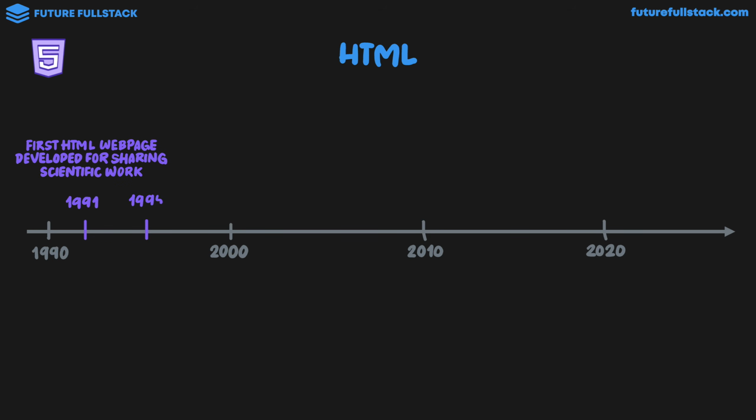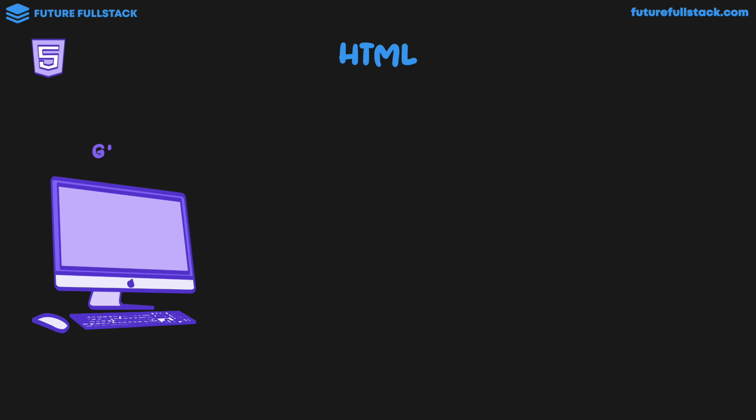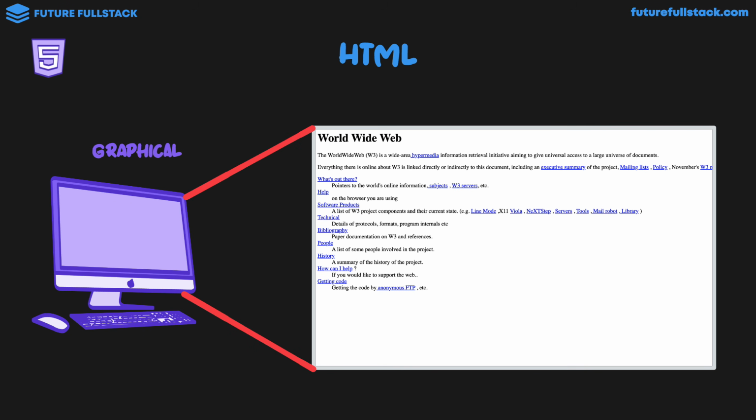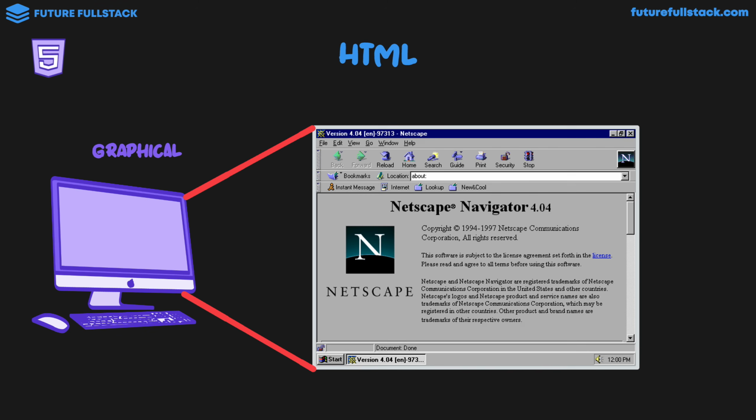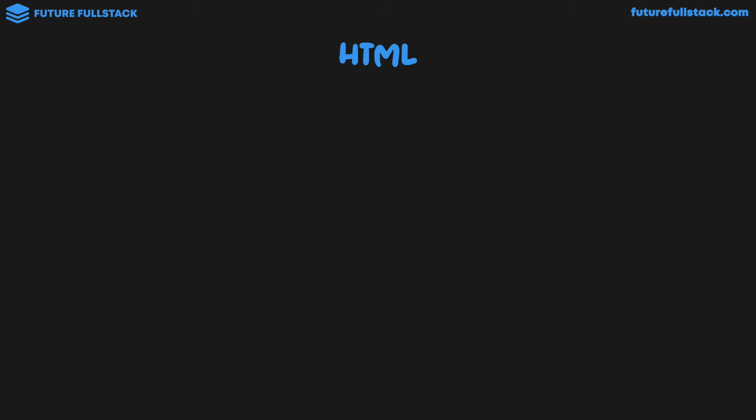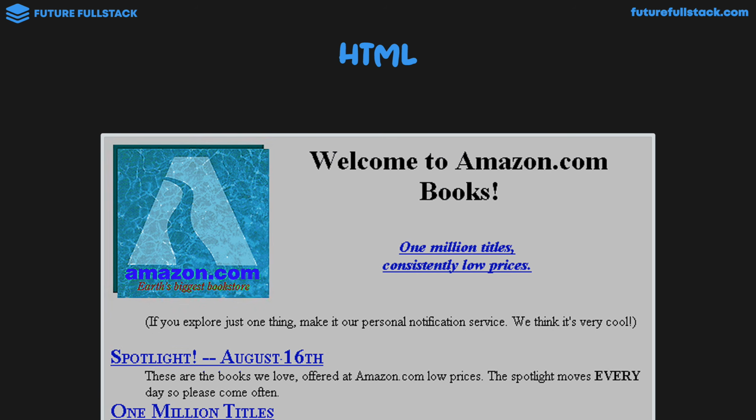Then in 1995, graphic-based browsers led to widespread adoption of HTML. So this is what the world's first web page would look like on a graphical computer. And here's what one of the first browsers looked like. It was called Netscape, and it allowed people like you and I to access the World Wide Web, where all we would see are HTML pages. Here's what the early Amazon.com webpage looked like in HTML only. We have some simple headings, some hyperlinks, and some paragraph text.